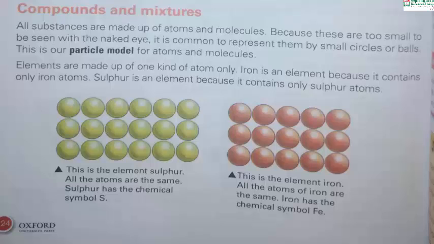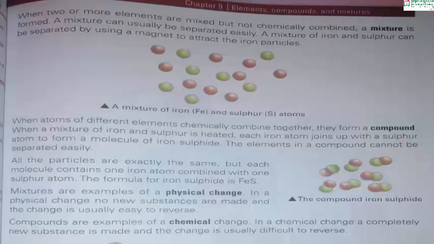Elements are made up of one kind of atom only. Iron is an element because it contains only iron atoms. Sulfur is an element because it contains only sulfur atoms. When two or more elements are mixed but not chemically combined, a mixture is formed. A mixture can usually be separated easily. A mixture of iron and sulfur can be separated by using a magnet to attract the iron particles.